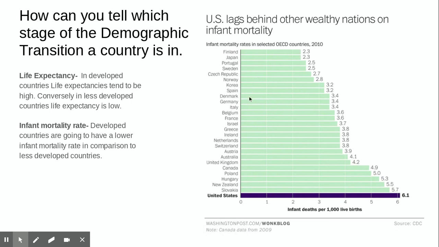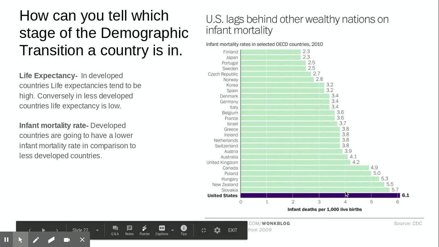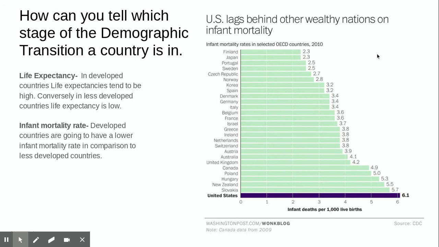There's a number of countries that are actually above us. And then the United States is at 6.1. Okay, so infant mortality rate, that's another vocabulary word. Make sure you understand that.